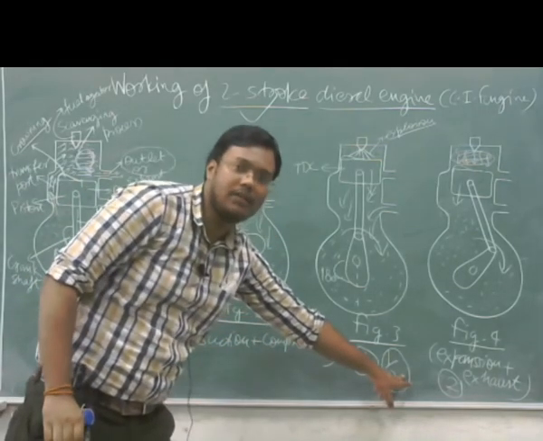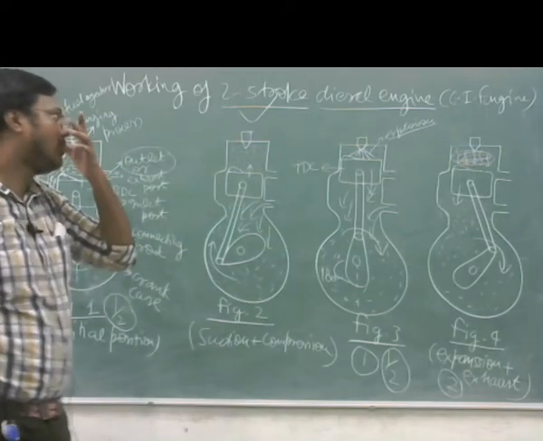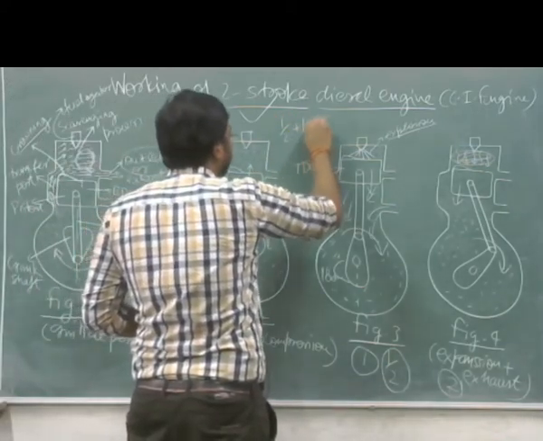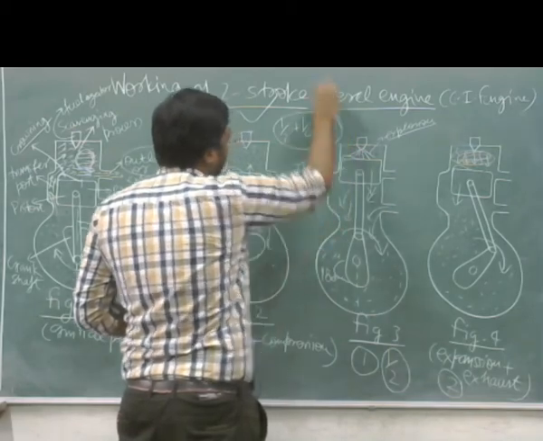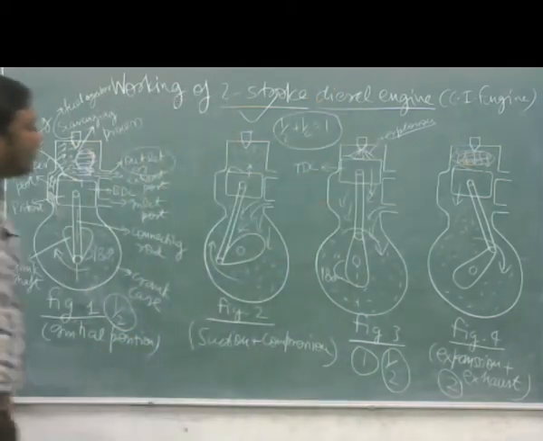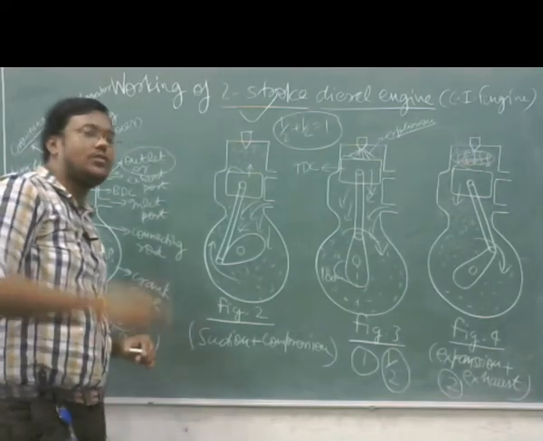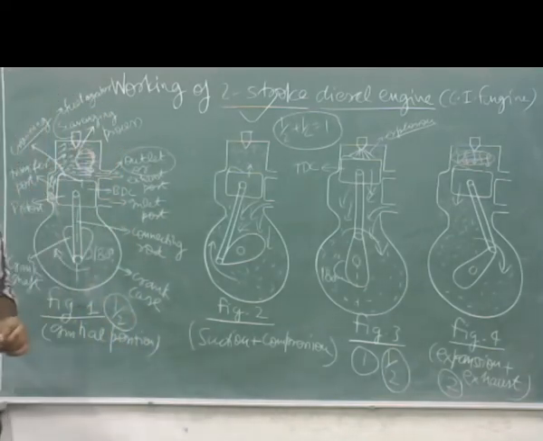How much revolution of the crankshaft is there? One revolution. Half plus half, one revolution. So in the whole working cycle of this engine, we can see that there are two strokes of the piston with one revolution of the crankshaft.